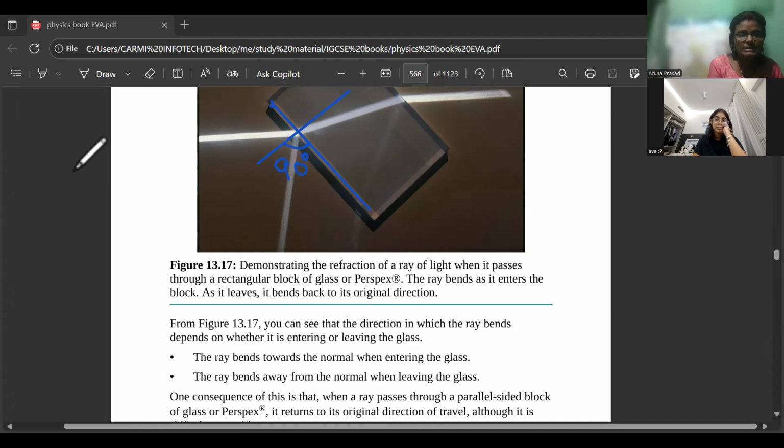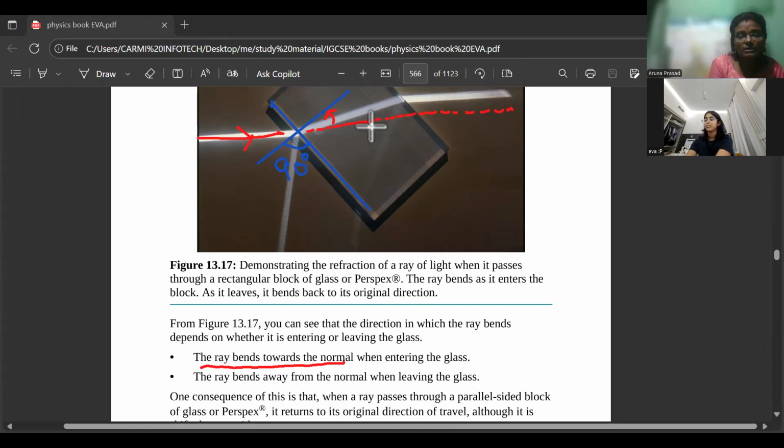So you can notice here, Eva, that the ray which is passing here, when it enters the second medium, that is the glass here, it moves towards the normal. Means earlier, if this glass slab would not have been here, it would have continued in this path. But now it is bending towards the normal. It is towards the left side where the normal is there in this picture. That's why it is said the ray bends towards the normal when entering the glass.